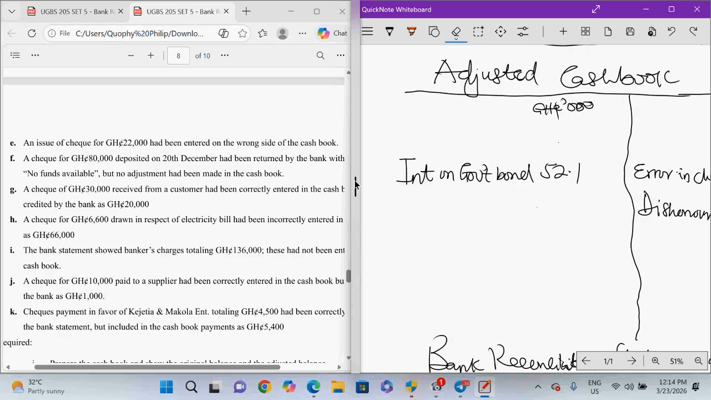So when you received the check initially from the customer, what did you do? You debited. Check received from Kwame, 80,000, because this is the receipt side, the debit side. But now that the bank has rejected it, you have to cancel this 80,000 from your books. Do you pick your pen and cancel the 80,000?